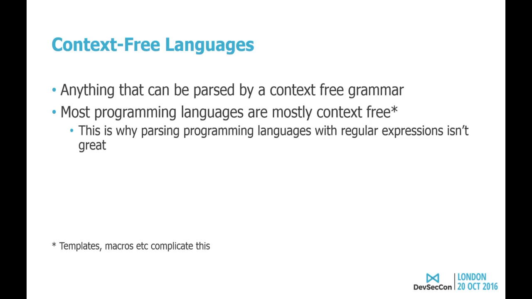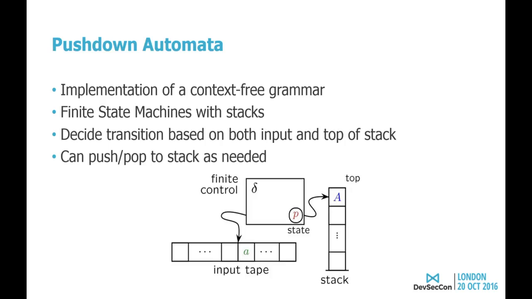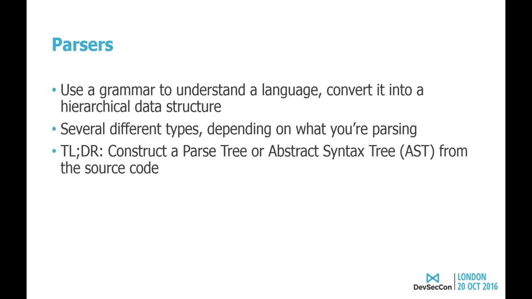But context-free grammars get implemented as a push-down automata, which is essentially a finite state machine, but with a stack bolted on the side of it that you can push and pop from. It allows you to decide transitions within your state machine based either on what's coming in from the tape, what's on the stack, or both. So that's essentially how parsers for most programming languages function. You define a grammar, that is then implemented as a state machine with a stack.